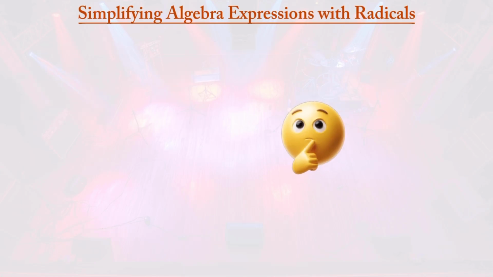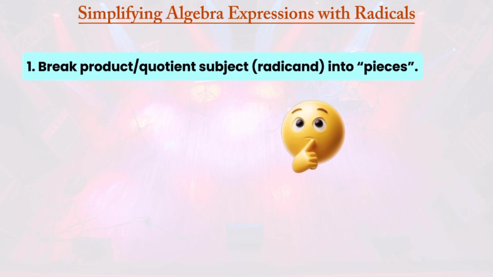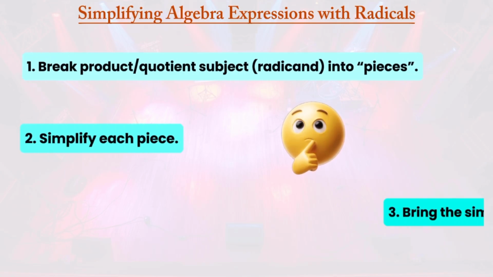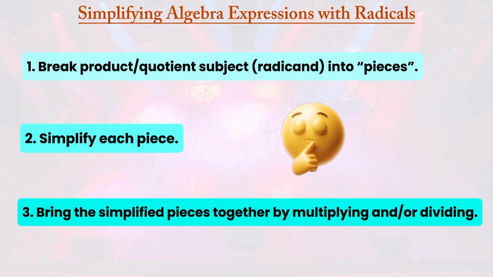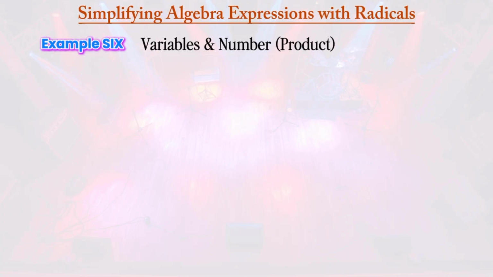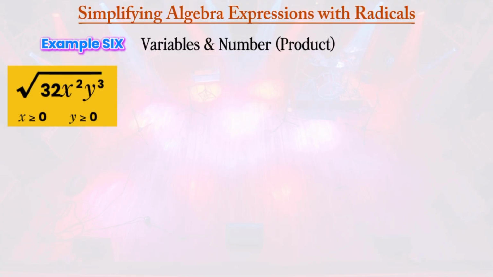Think of this entire process of breaking the radical expression into pieces, simplifying each piece, and then bringing them back together. Let's now have a look at this expression. This time, we'll have a number and 2 variables as the radicand. Since the subject are 3 values being multiplied, we can write it out like this.